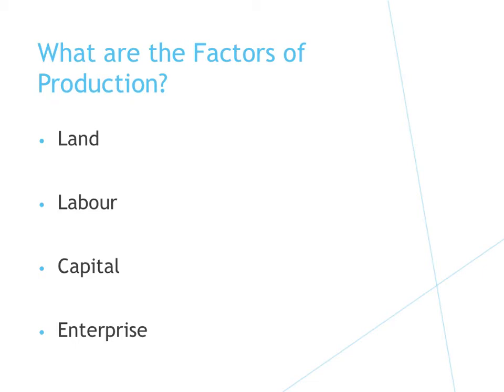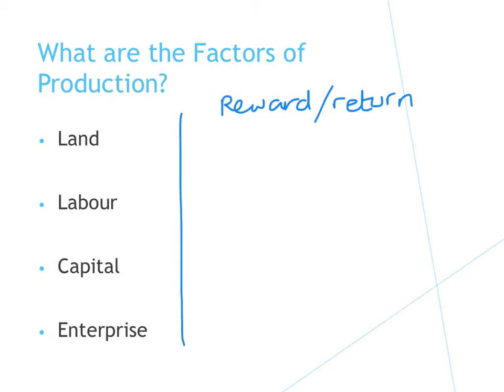that the factors of production are land, labour, capital and enterprise. To just extend that a little bit further, when we look at land, the reward or the return on land is rent, so people can earn money from owning land by just renting it. For labour, we know that people give their labour in exchange for a wage.